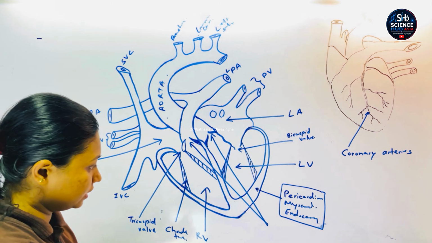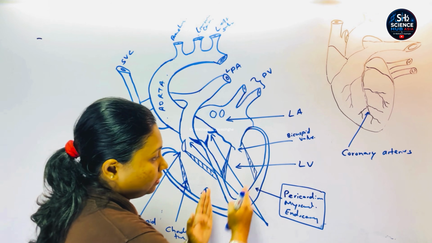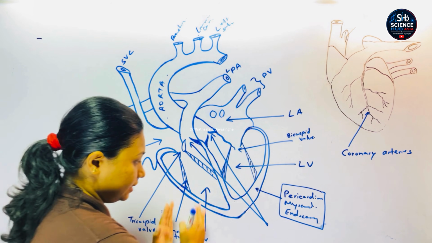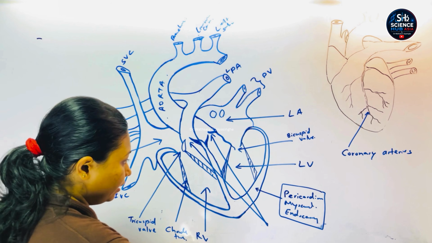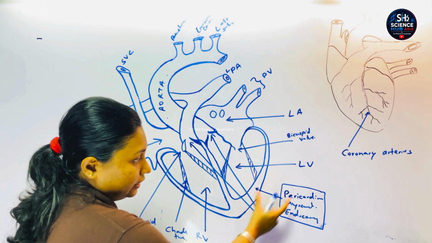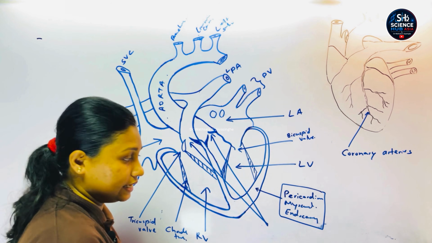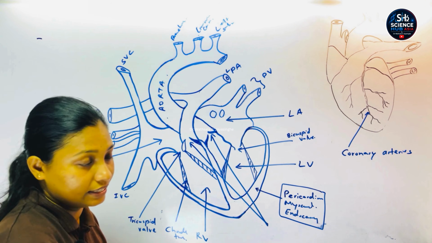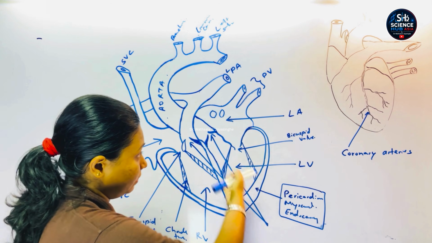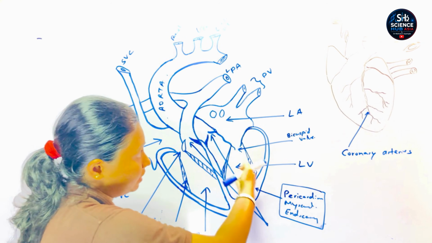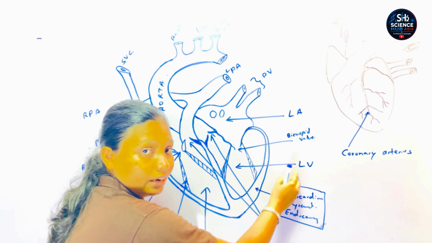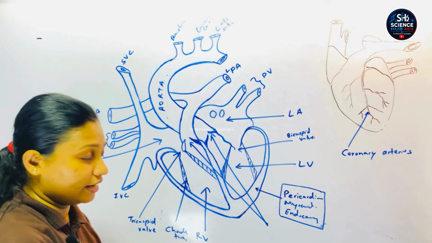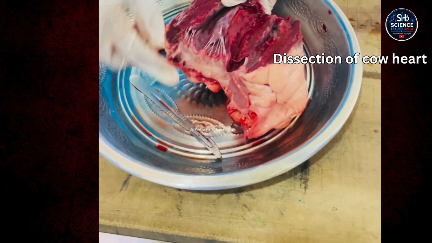Okay, and also compare. Now we said that the left side is thicker than the right side, and also compare the thickness of the right ventricle and the left ventricle. Here the left ventricle is much thicker than the right ventricle. The reason is it supplies blood. The aorta opens from there and it supplies blood all over the body. So to maintain that pressure, the left ventricle is much thicker than the right ventricle. Okay, these are the ventricles.